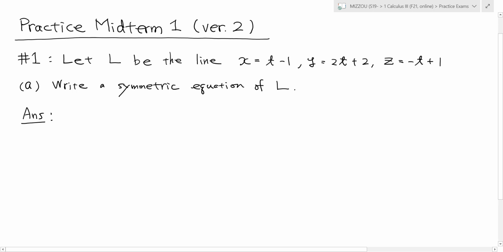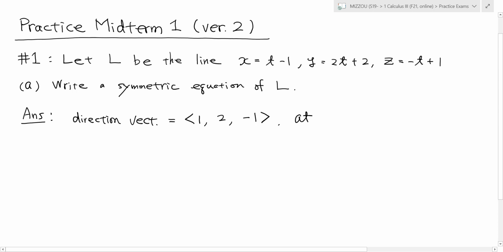To get the symmetric equation, you have to read off the direction vector and one point the line goes through. To get the direction vector, you look at the coefficients of t. So in this case, a direction vector is (1, 2, -1).